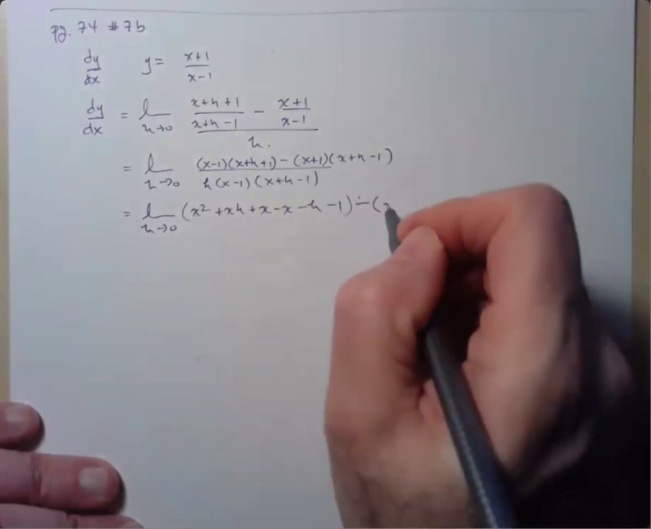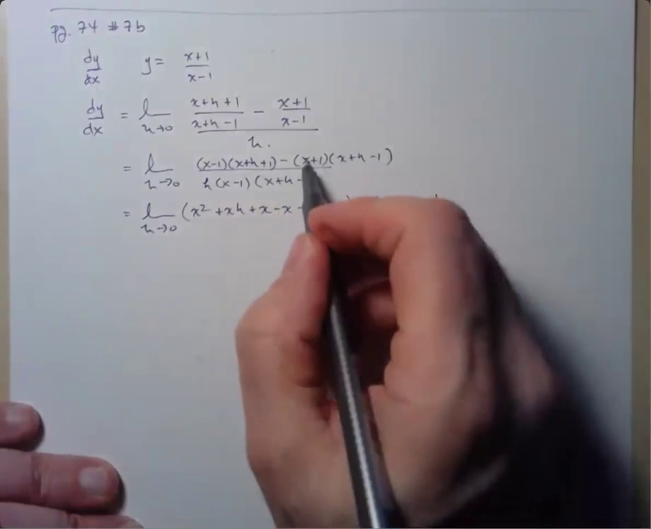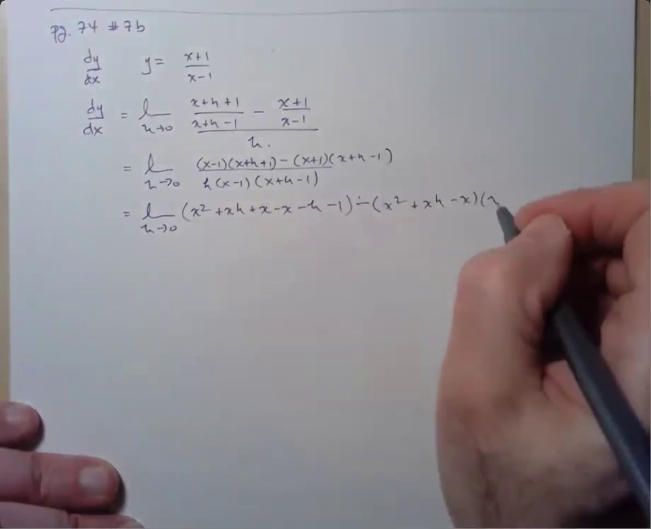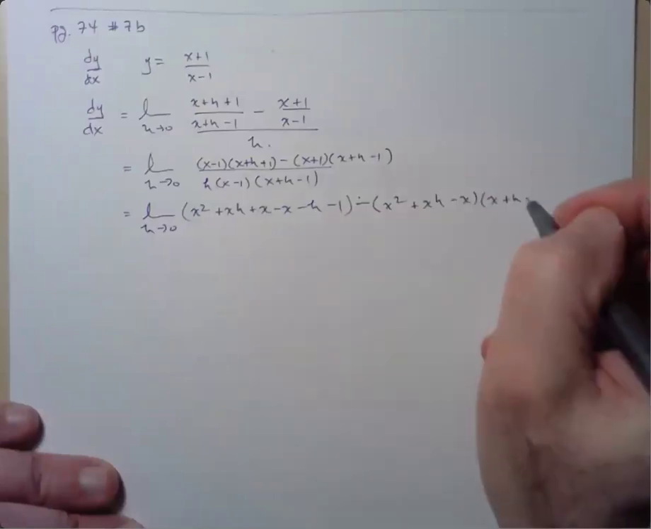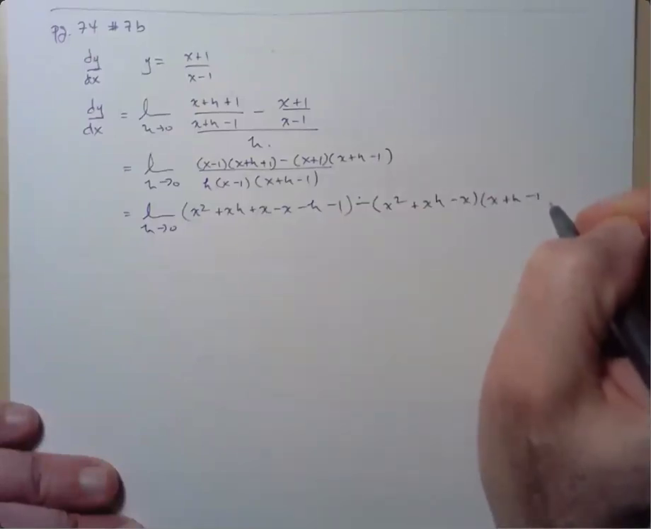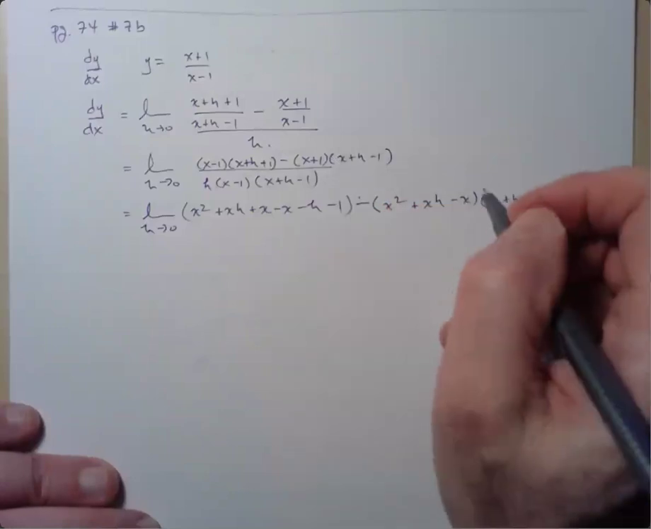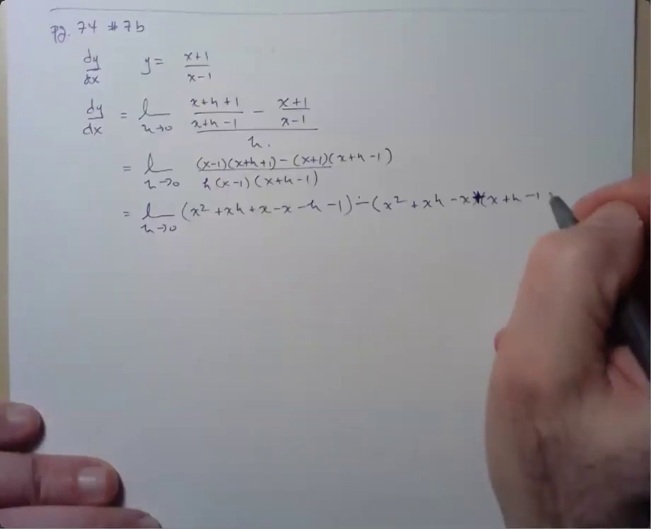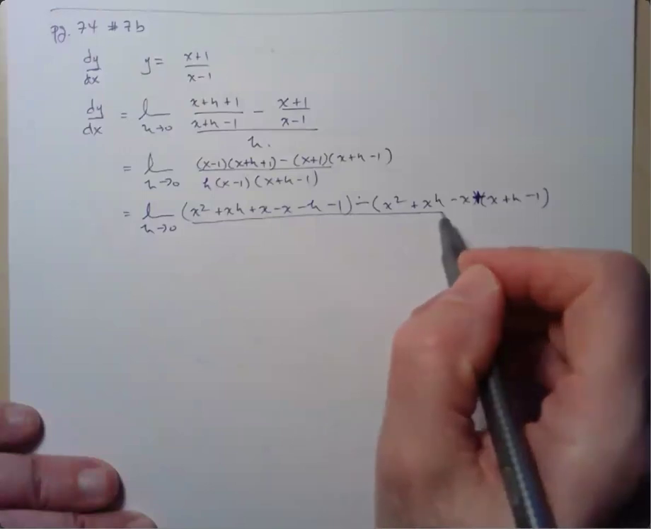So x times x, x squared. X times h, plus xh. X times negative 1, minus x. Here, 1 times x, 1 times h, 1 times negative 1. Sorry, what did I do here? I think I was doing this too fast here. Sorry, x squared, this should be plus. No brackets there. Again, why did nobody stop me? Folks, I need you to keep track of what I'm doing, please.